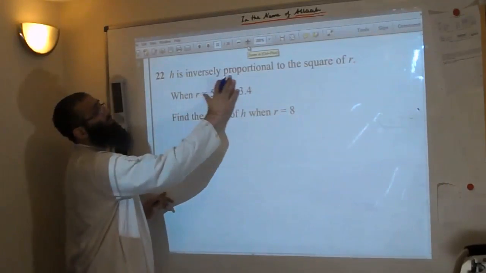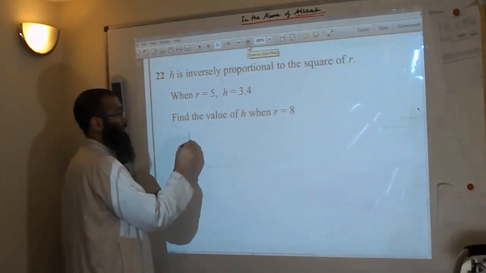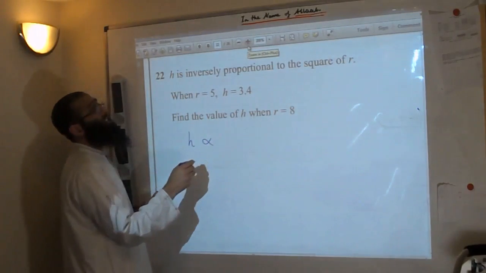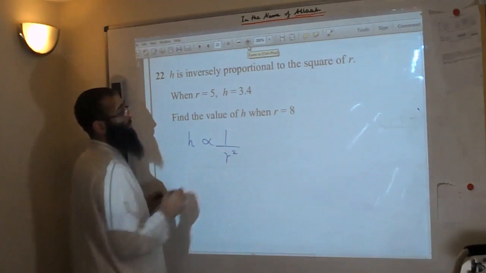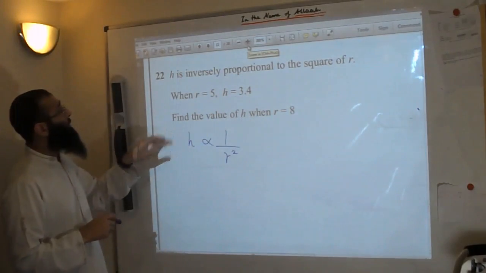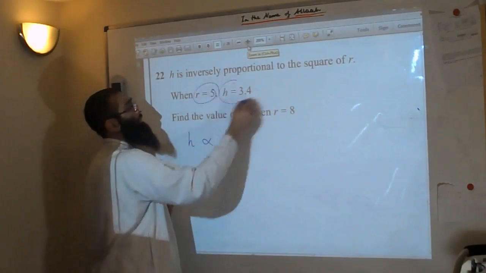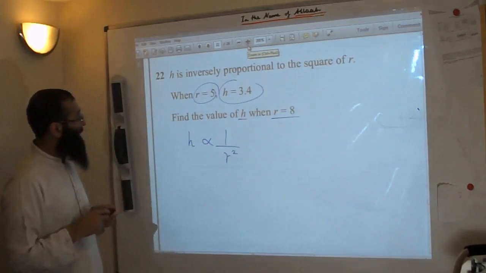22. H is inversely proportional to the square root of R. Okay. When R is 5, H is 3.4, so that's the stated facts. Find the value of H when R is equal to 8.